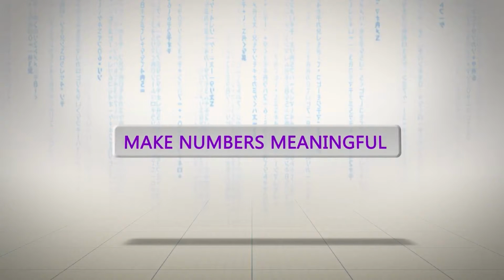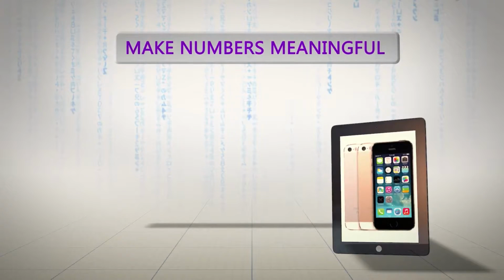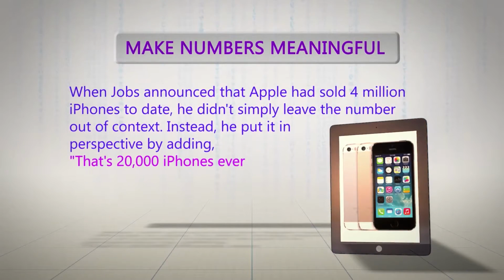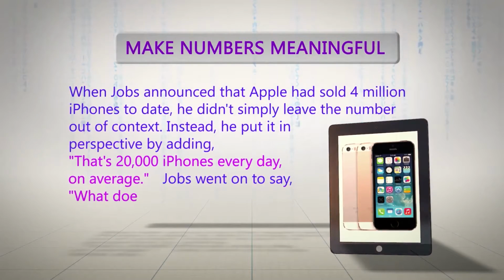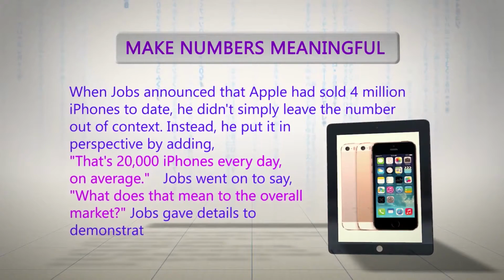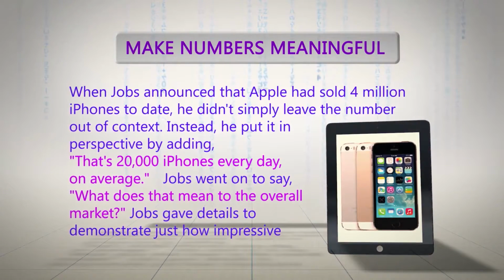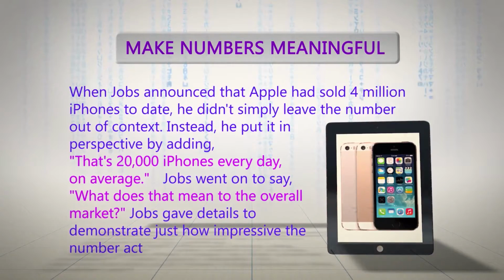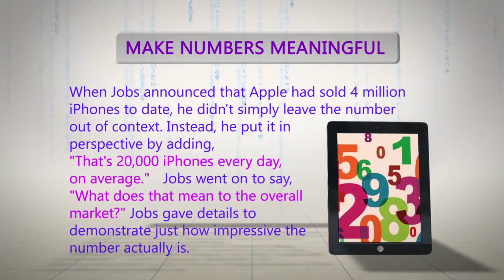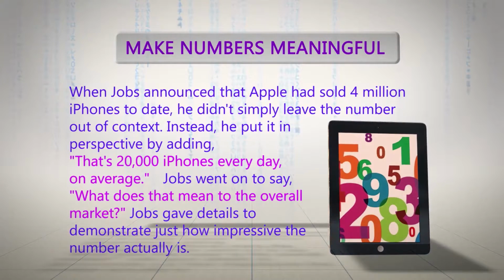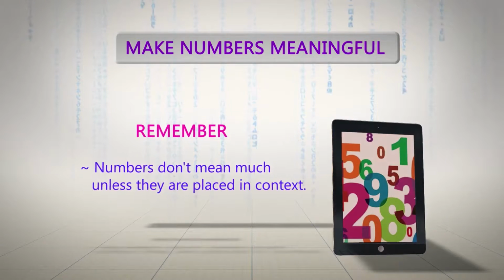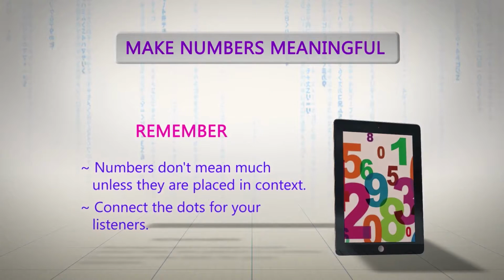Number 4, make numbers meaningful. When Jobs announced that Apple had sold 4 million iPhones to date, he didn't simply leave the number out of context. Instead, he put it in perspective by adding, "That's 20,000 iPhones every day, on average." Jobs went on to say, "What does that mean to an overall market?" Jobs gave details to demonstrate just how impressive the number actually is. Remember, numbers don't mean much unless they are placed in context. Connect the dots for your listeners.